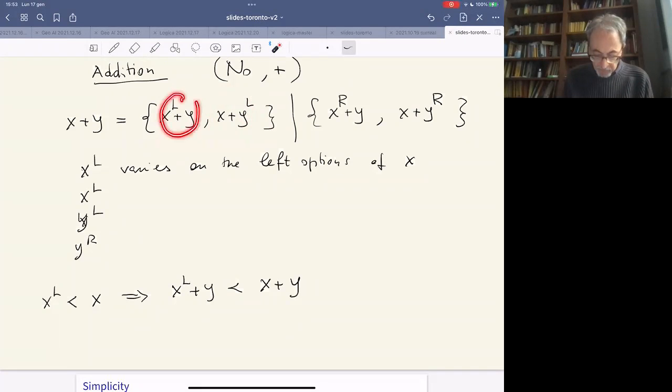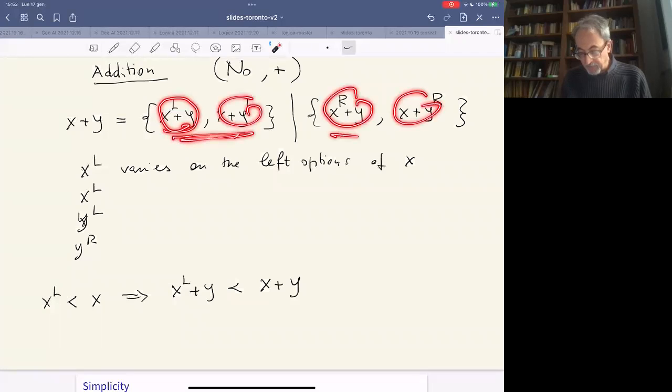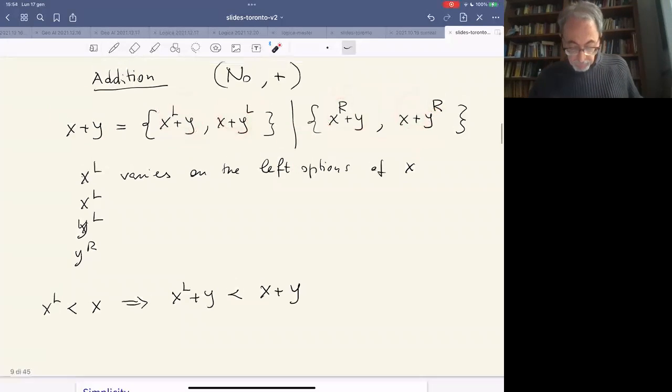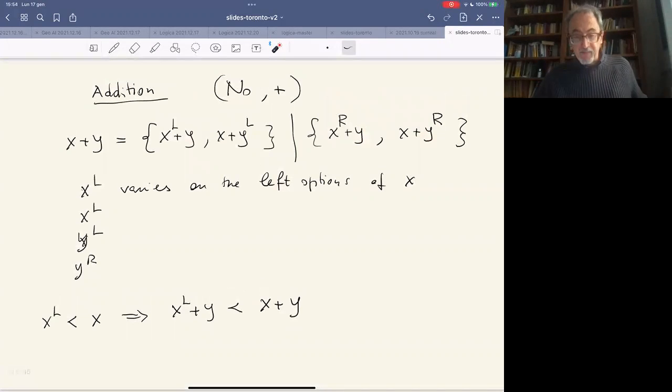So you can assume that all the objects of this form have already been inductively defined, and also this, and similarly for this. Then you can prove inductively again that all these guys are less than all these guys. Everything here is less than everything here. So there must be something in between. And the simplest object in between, by definition, is X plus Y. Okay. Now it makes sense.